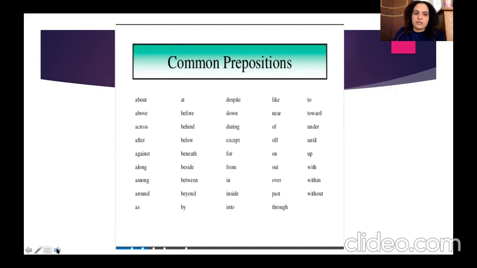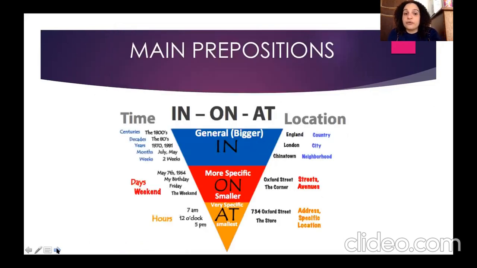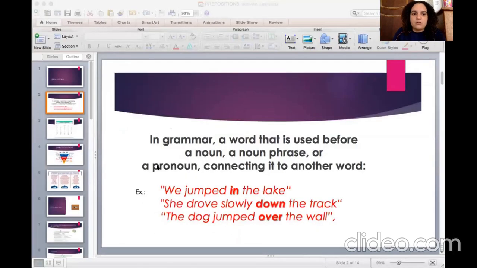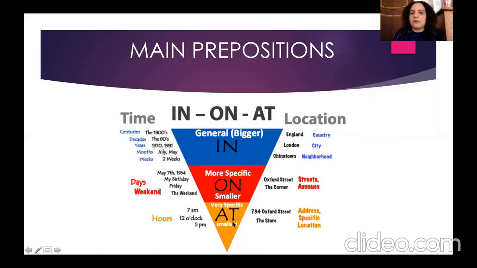So here we are going to focus on in, on, and at. These three main prepositions are very, very important to us. I can use in, on, and at to talk about time and location. I'm gonna start talking about location first. Every time I talk about that, it's like an upside down pyramid, where in is always more general, so we use it for more things. On is more specific, and at is very specific. Every time I use at, I'm being very specific.